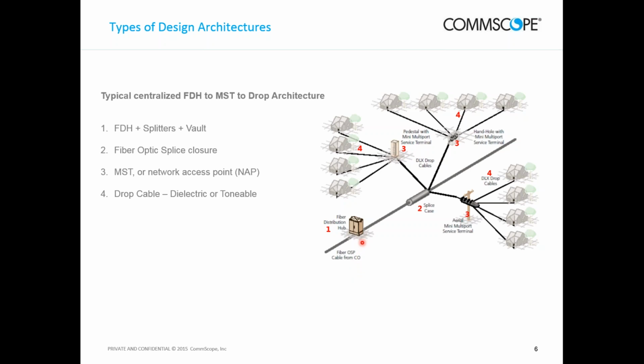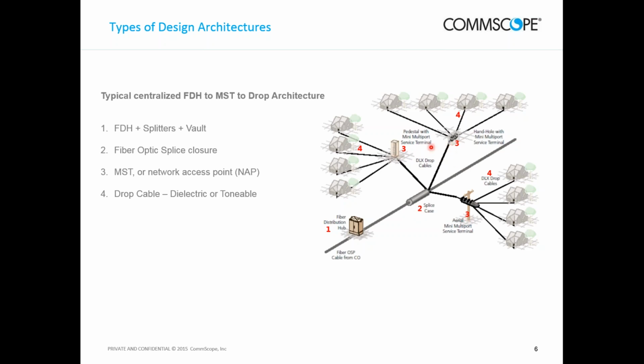All homes that are going to be served off of this cabinet are going to have a fiber cable run directly from that hub to their residence. That's going to consist of the fiber distribution hub, the splitters, and the vault that it sits on in spot number 1 there. Then we move further out into the network where we have the splice cases, okay? So this is the distribution side of the hub, and we're going to make our splices of our devices, which we refer to here as multi-port service terminals at position 3 in this drawing.